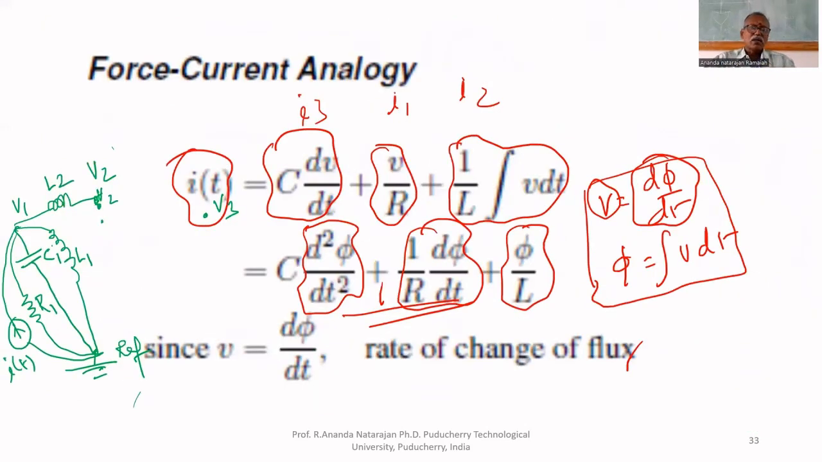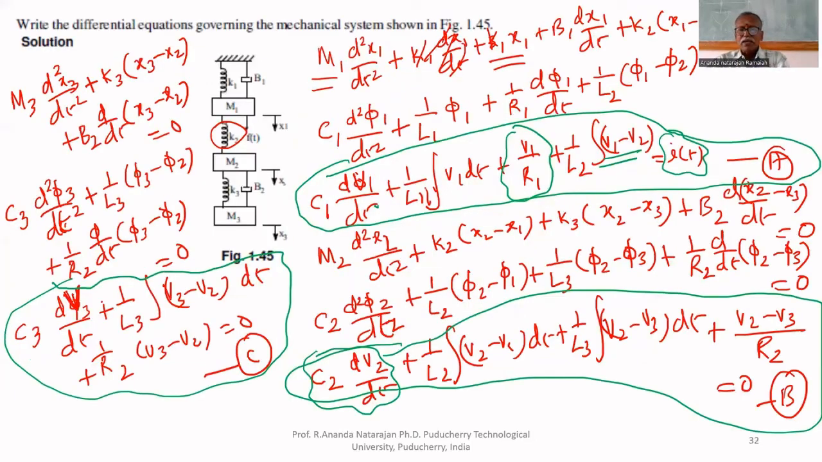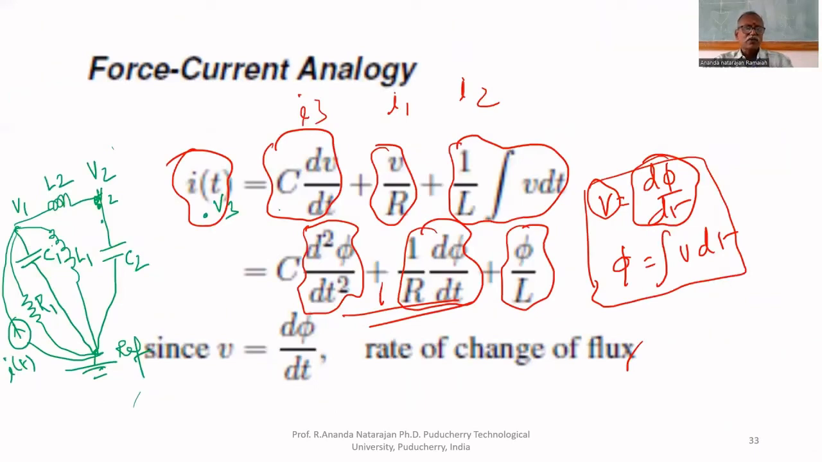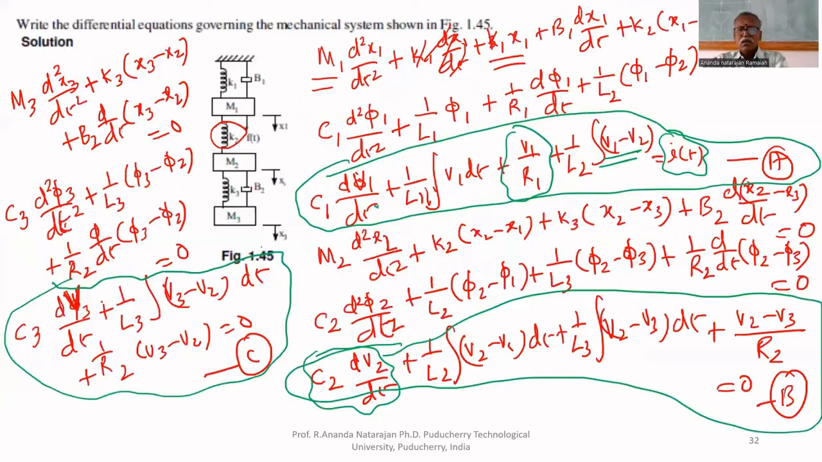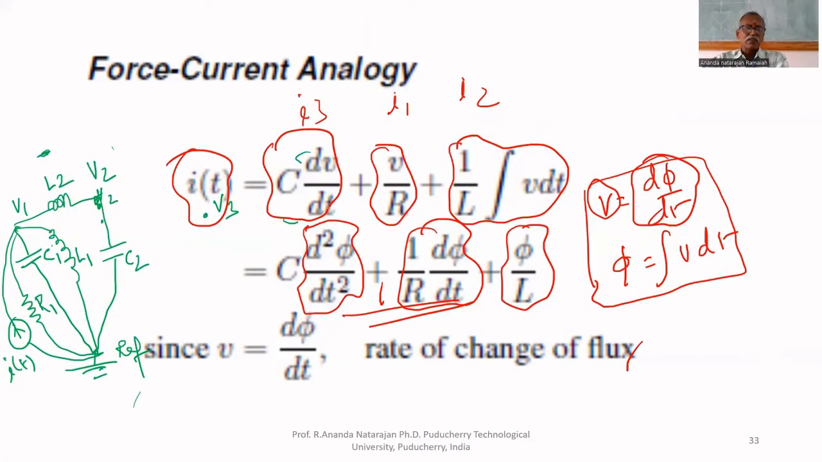Therefore, C2 will be like this, between V2 and reference. Come again. L2 is between V2 and V1, already drawn. See that? L2 is between V1 and V2, already drawn. L3 is between V2 and V3.